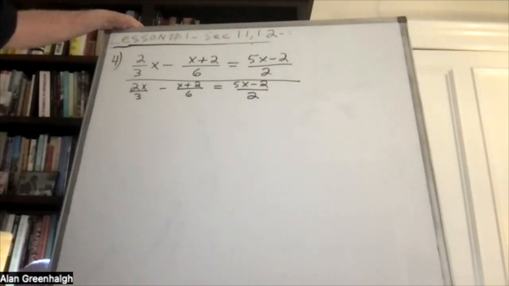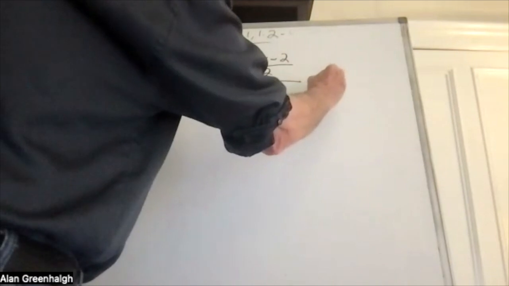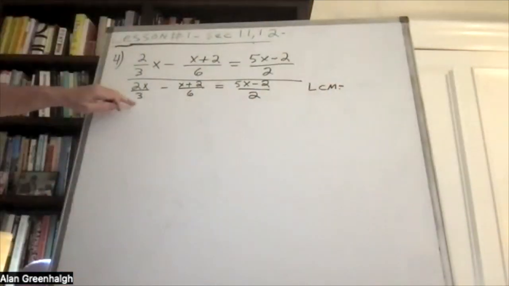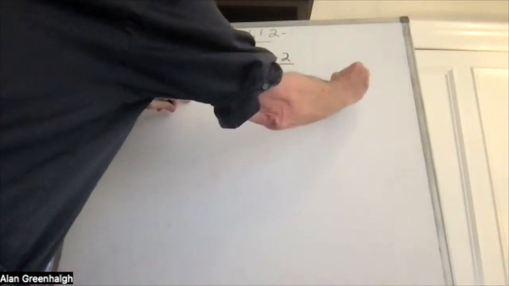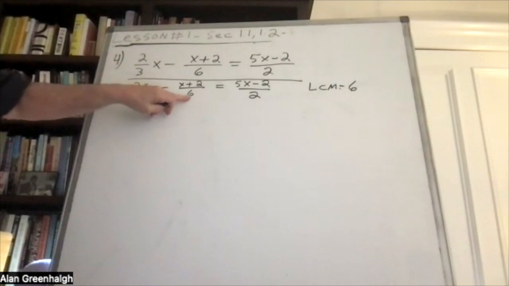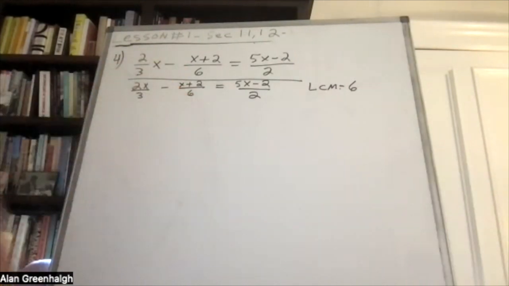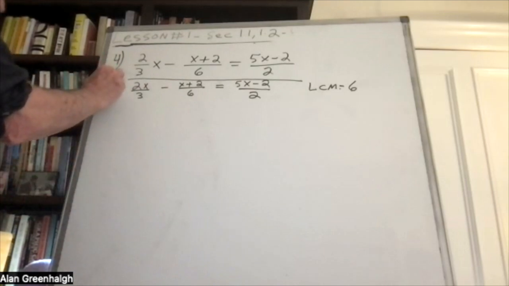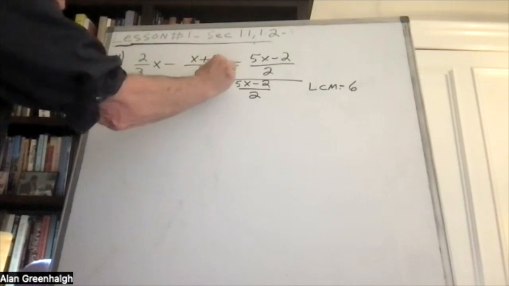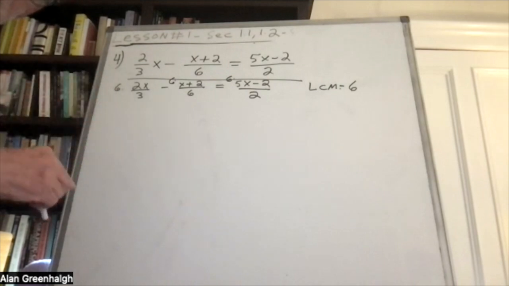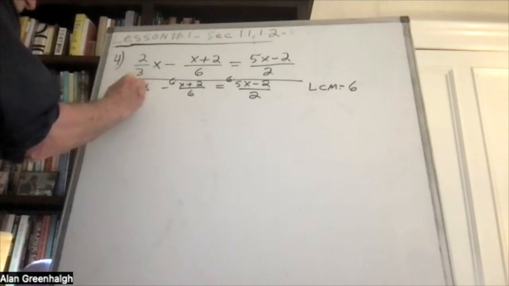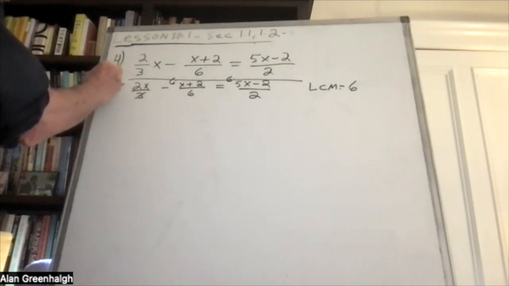So the least common multiple is kind of easy to determine. 3 and 6 and 2, it's obvious that 6 is the least common multiple. You could use 12. You could use 18. But I would rather use 6. So we're going to multiply everything by 6. Okay, now watch carefully, especially those of you who did it differently the first time. Watch this carefully. 6 into 3 into 6 is 2.